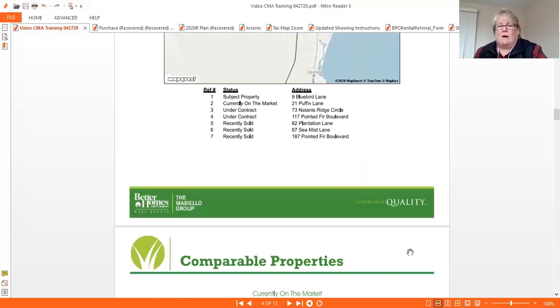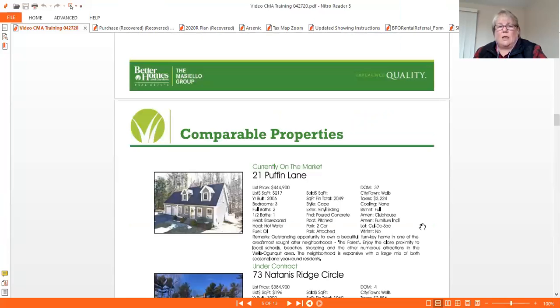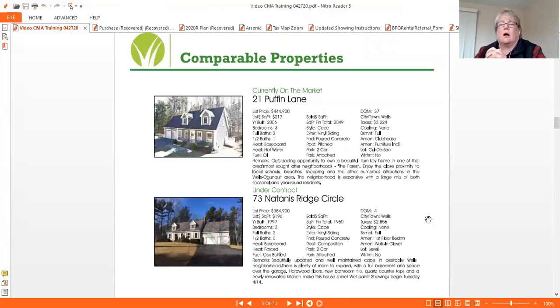And now as we get down through the paperwork here, we're starting to see some of the homes that were on the market that we use as comparison. And I'm sure that you'll recognize some of these addresses. And these are currently on the market and under contract. And we like to use these because these really show as some of your competition, right? This is what will be competitive for your home currently on the market.